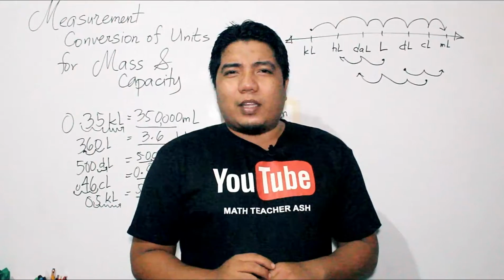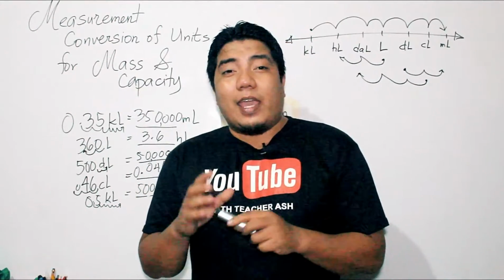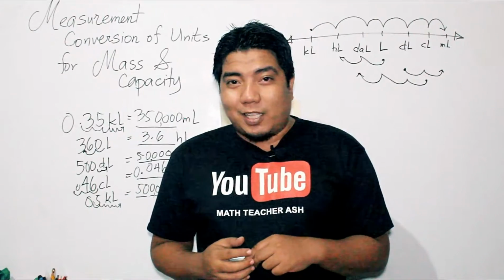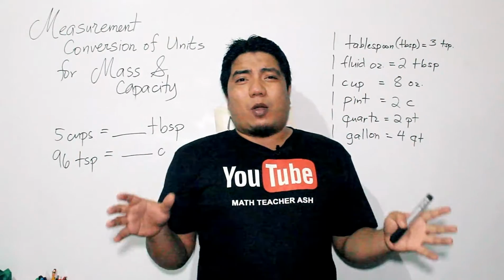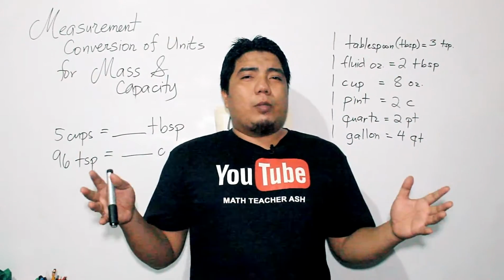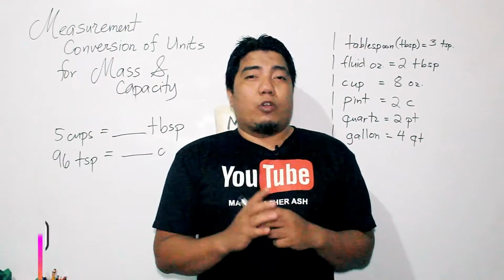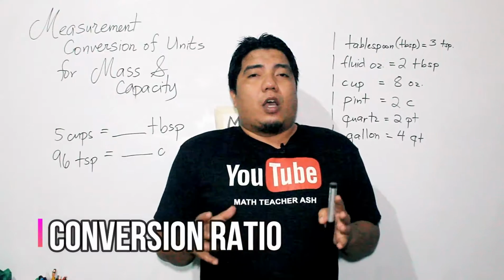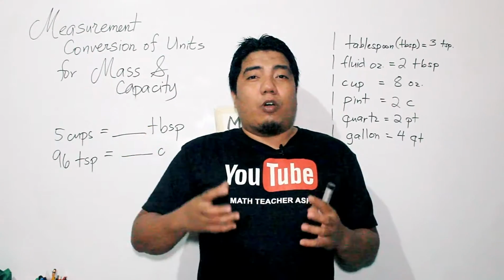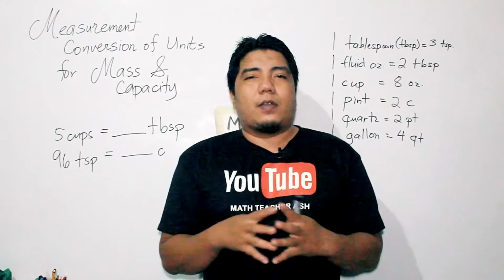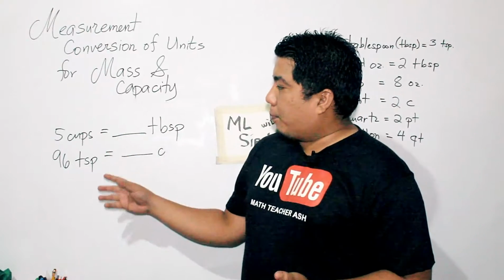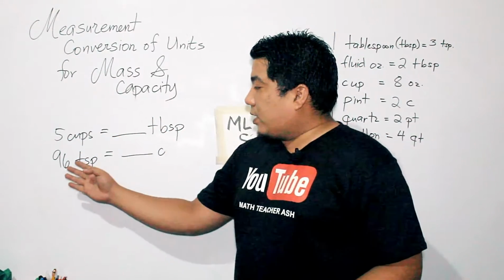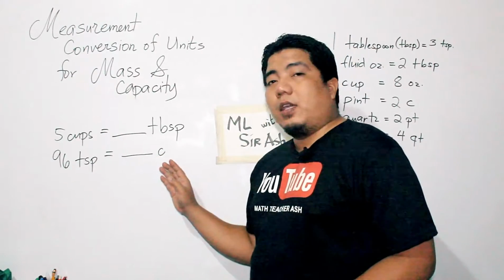Question is, what if we will be encountering the English system or US Customary Units? Okay, math learners, for our English system, we will be considering our conversion ratios. If you still remember, the conversion ratios are basically a ratio of 2 equivalent units. We have here, for example, 5 cups is to how many tablespoons, and 96 teaspoons is how many cups.